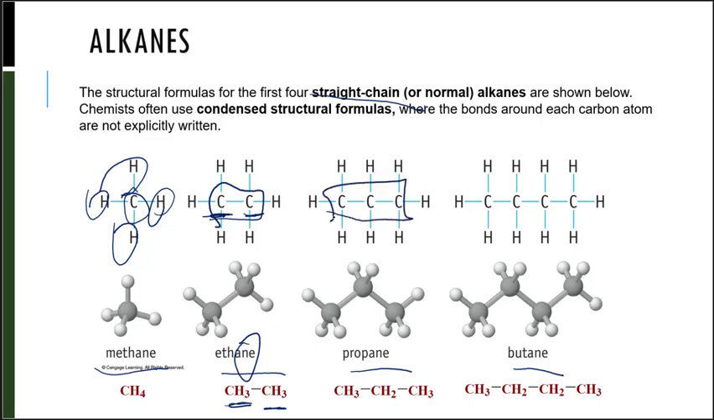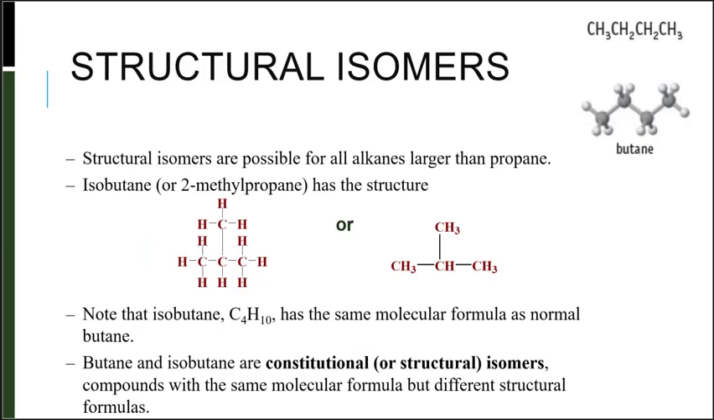And then here I have 1, 2, 3 carbons. This is my longest chain, so meth, eth, prop, all single bonds, propane. Meth, eth, prop, but. 4 carbons is butane because they're all single bonds. Structural isomers are possible for all alkanes that are larger than propane. For example, let's look at butane.